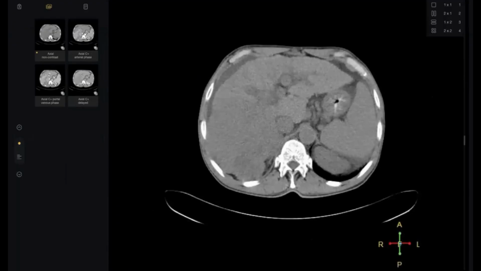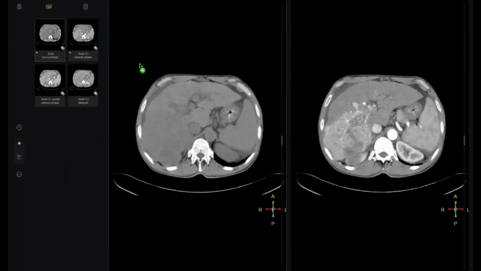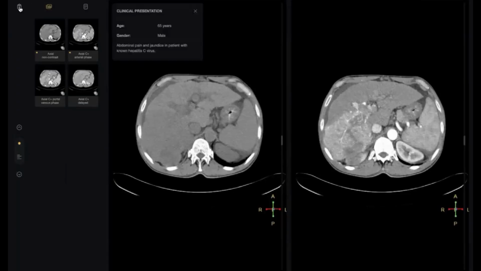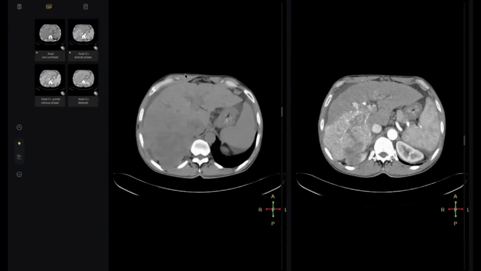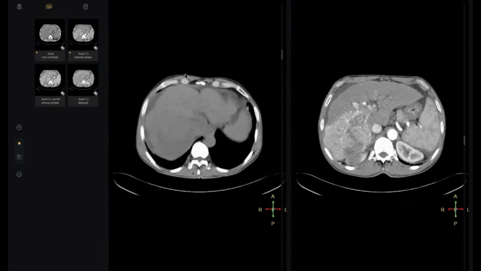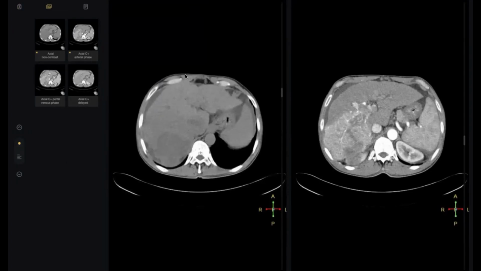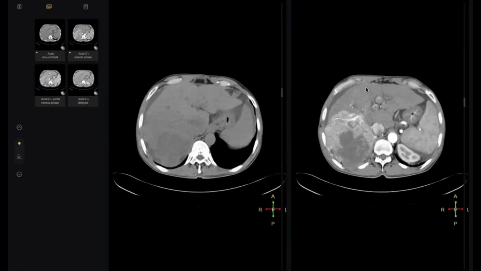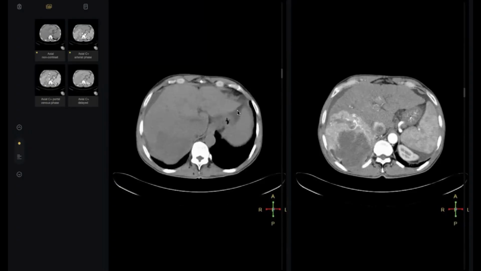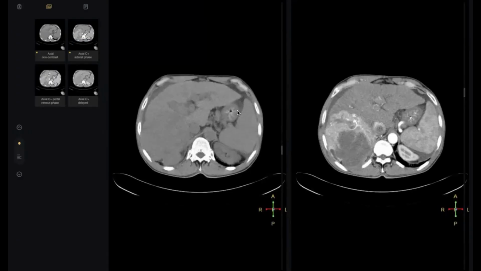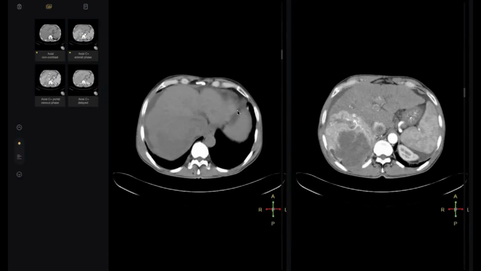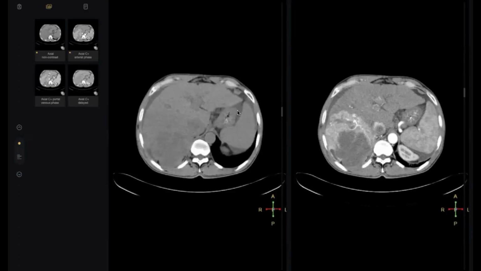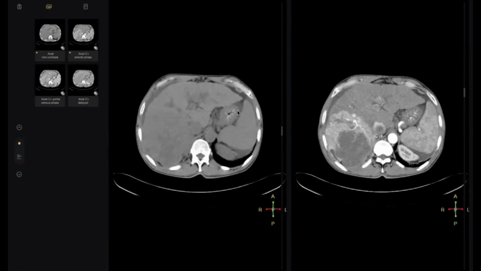Assalamu alaikum, sir. Doctor, this patient has jaundice and he is known to have virus C. Okay, go on. So this is the axial section of a triphasic CT liver. I can see that on the plain image, there is a hypodense area noted, which is involving segment 8 and extending to segment 6.